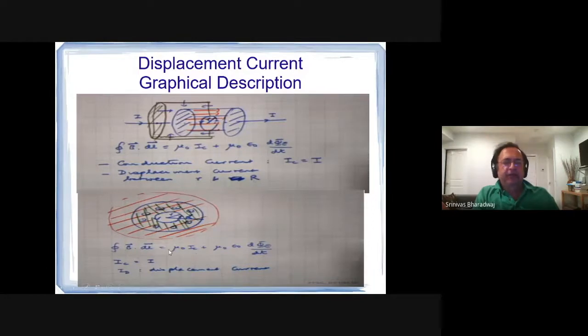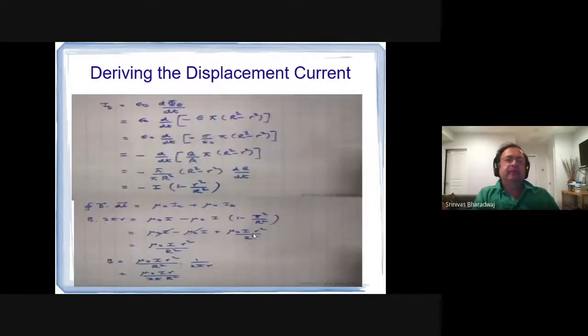Therefore, you have B dot dl equals mu naught IC plus mu naught ID. ID is epsilon naught d phi E by dt. Okay. Therefore, you have to derive that displacement current, and that phi E is based on the enclosed electric flux, and for that you have to use Gauss's law. So that is the basis of this whole discussion here.